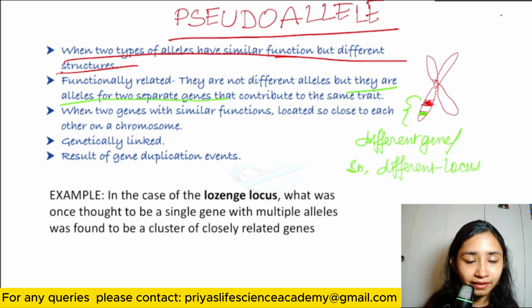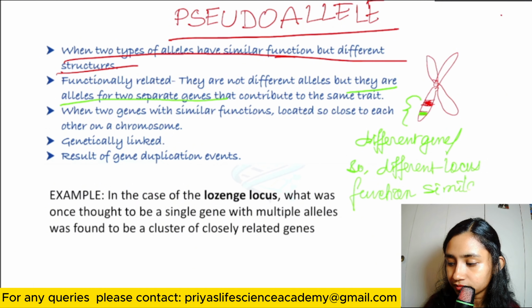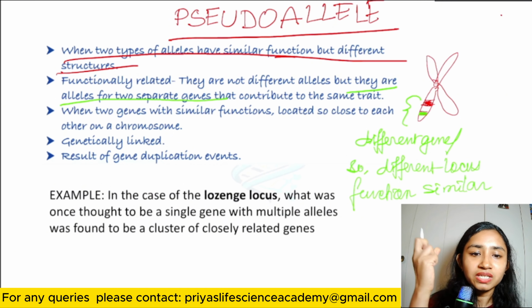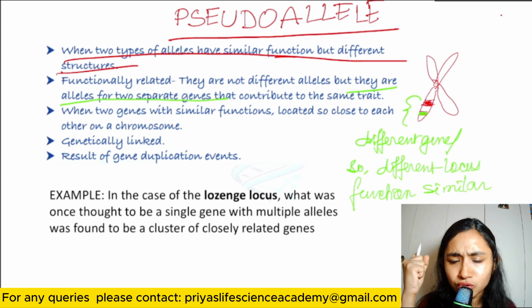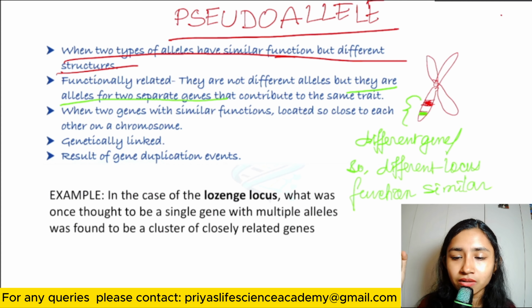You see the diagram. By the diagram you can understand it very clearly that their positions are different. They are the alleles of two different genes, but their function is similar. That is why they are known as pseudoalleles. Okay, so when two genes with similar functions are located so close to each other on a chromosome, they are known as pseudoalleles, and their positions are also very close to each other. That is why they are genetically linked.